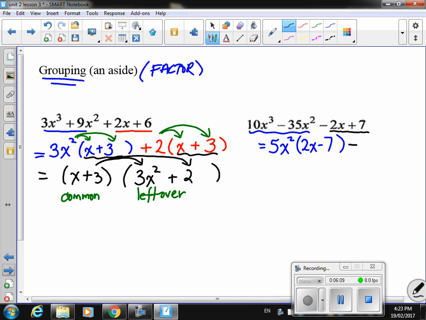I do not see a nice number that goes into both terms, nor do I see an x in both terms. So there is not a greatest common factor that's more interesting than just a 1. So I'm just going to write the 1.